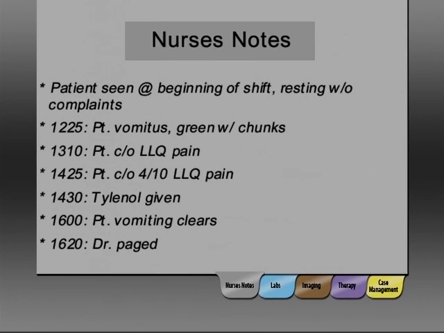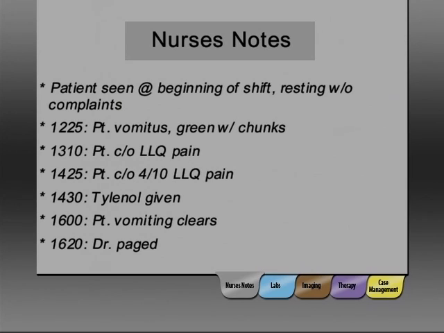In this example, the nurse's notes identify the patient was seen at the beginning of the shift, resting without complaints. At 12:25, the patient vomited, and the vomitus was green with chunks. Again, sorry for the graphic example, but this, realistically, is the type of information you may see. You may ask why the colorful description, and the reason for that is it gives physicians a clue about where in the gastrointestinal system there may be an issue.